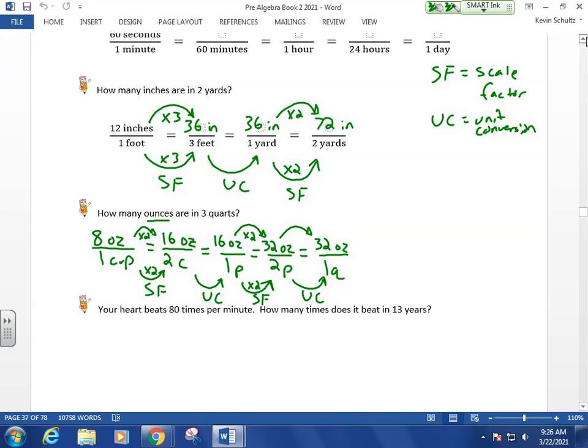So following the pattern, scale factor, unit conversion, scale factor, unit conversion. Our last step is going to be another scale factor. Multiplying by 3 because we want to get from 1 quart up to 3 quarts. So our numerator gets multiplied by 3 as well. And 96 ounces in 3 quarts. Okay?